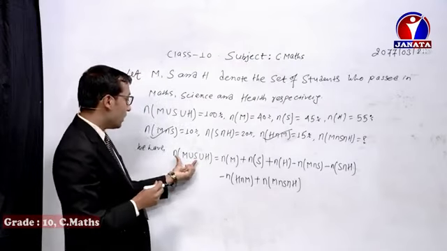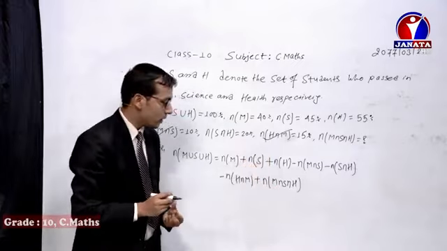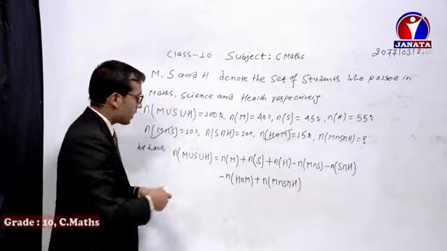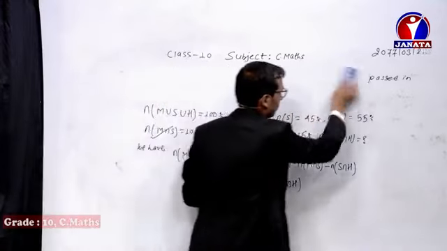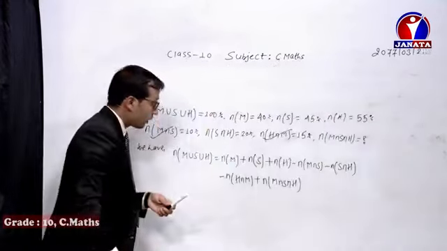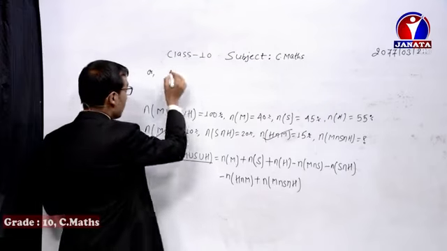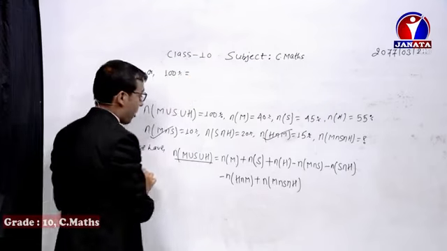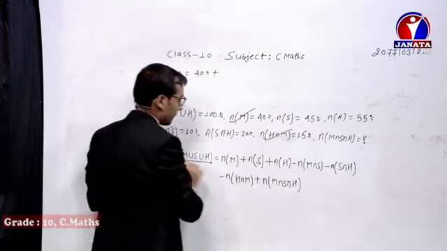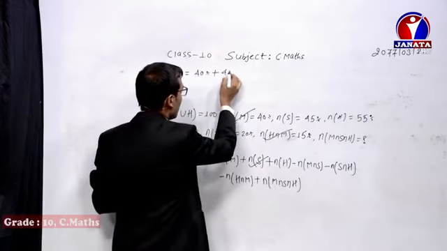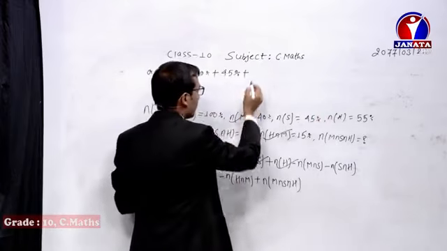Like we also can find the union of 3 sets, the intersection of 3 sets, or any term that is represented by a set notation. Let's put the values. Let me erase this, and so I'm going to write on the top. What is the union? It's 100%. N of M is 40%, plus what is N of S? 45%, plus what is N of H? 55%.